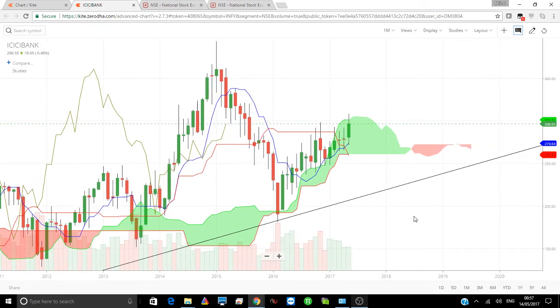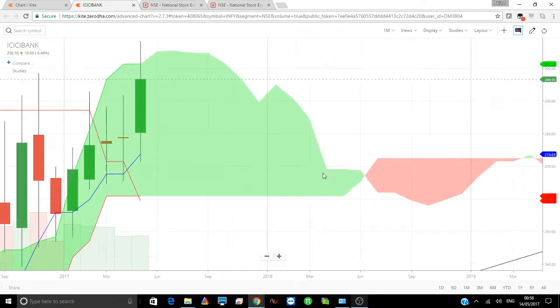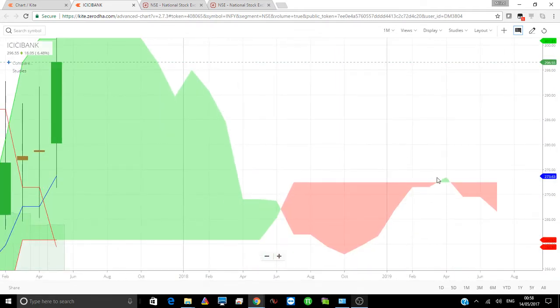I will probably wait for the monthly cloud to get green, and I am not going to buy on the monthly thin cloud getting green, because what happens a lot of times is this. I'll just show you. See here, the monthly cloud went from red to green. If I was very bullish and said, oh, it has gone green, let me buy it, no. If weekly gets green like this and monthly is thick green, I would buy it. But if monthly gets green like this, I'm not going to be buying it.